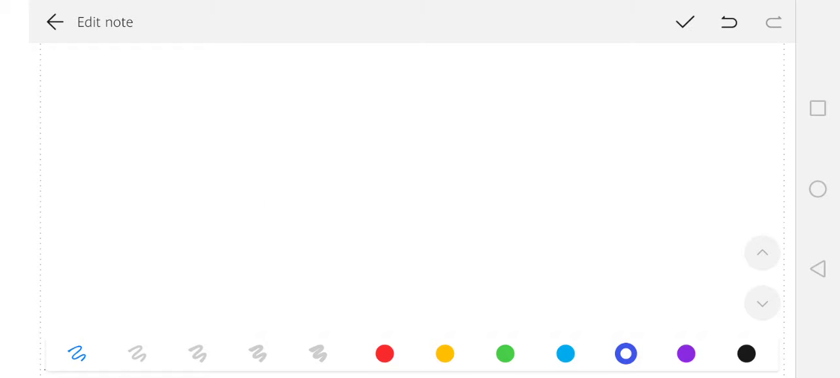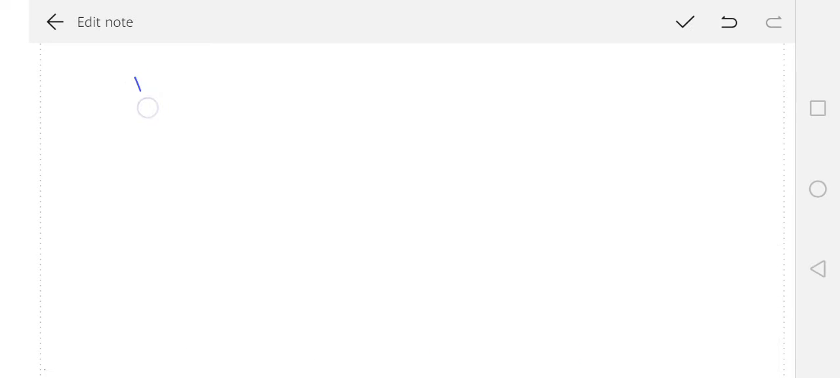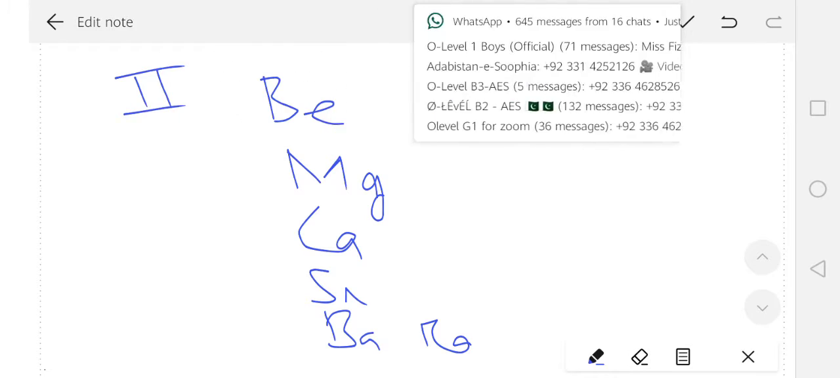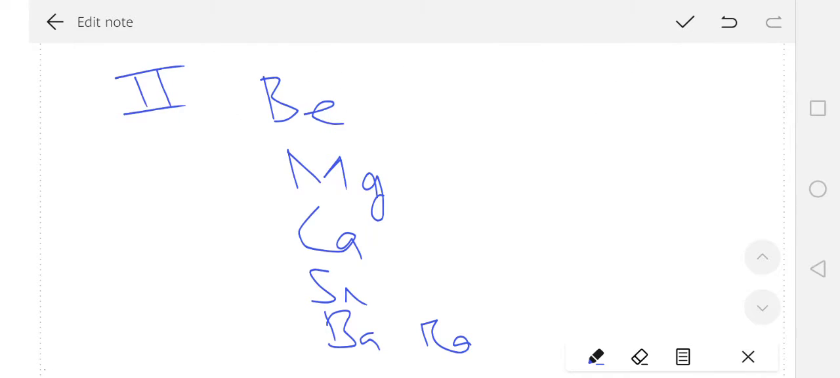Second thing is the group number 2. Group number 2 elements are like beryllium, magnesium, calcium, strontium, barium, radium. No need to memorize these elements, because you are supposed to see all these elements from the periodic table, and you are given a periodic table in your exams.